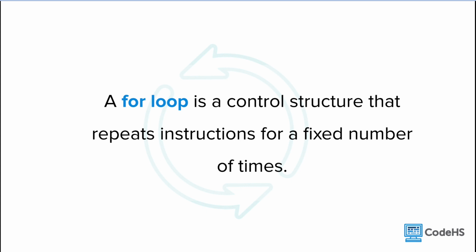A for loop is a control structure that repeats instructions for a fixed number of times. Like Lua, most programming languages include for loops, so you'll be using this tool regularly throughout your programming journey.